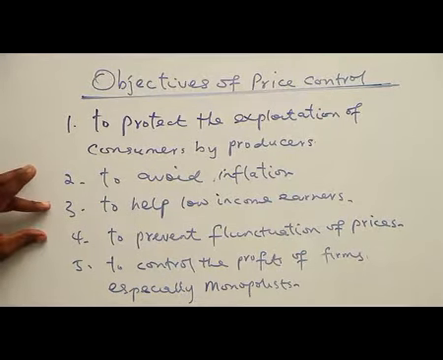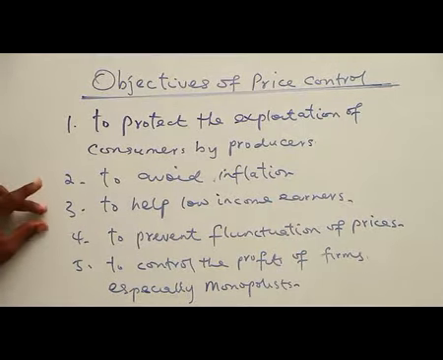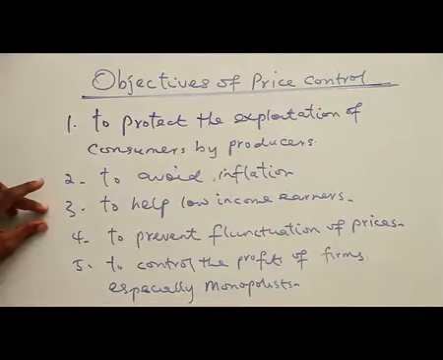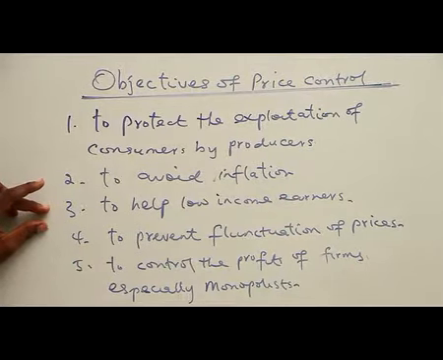Number three, to help low-income earners. That is the essence of a minimum price control. That is, farmers that are having a fall in their income. So they try to put in place minimum price control. That's why we have the equilibrium price. We have the price above the equilibrium price so that the farmer can have a stable income.